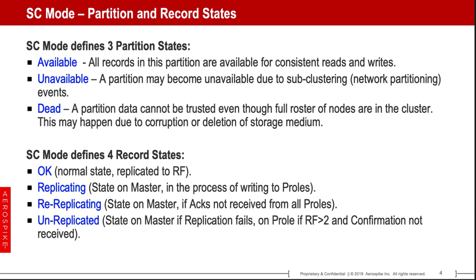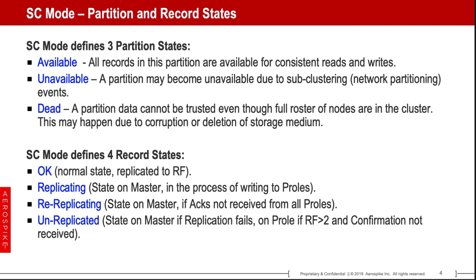In strong consistency mode, we have one of 4 record states: OK, replicating, re-replicating, and unreplicated. OK is the normal state, which means that the number of completed replications is equal to the replication factor minus 1. This state applies to both masters and replicas. Replicating is one of the states for the master. The master is in this state if it is in the process of writing to the replicas or proles.